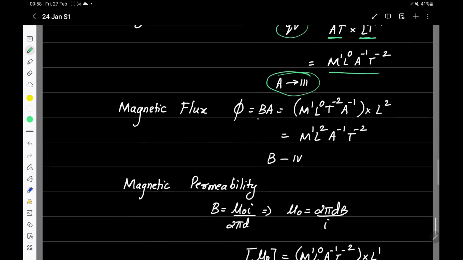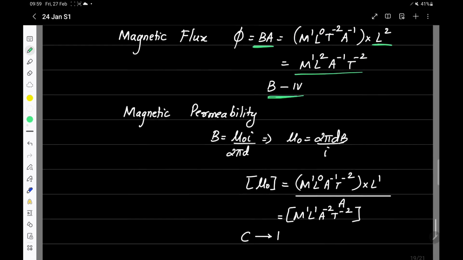Similarly, magnetic flux is defined as magnetic field into area. Since we have just calculated the dimension of magnetic field, we'll substitute that here. The dimension of area is L square. So the dimension of magnetic flux will be M power 1, L power 2, A power minus 1, T power minus 2, which matches with the fourth entry in list 2.